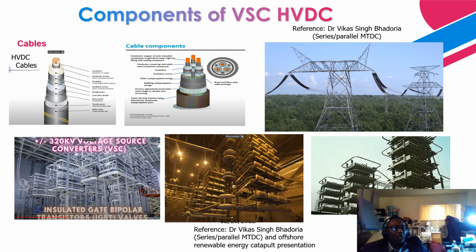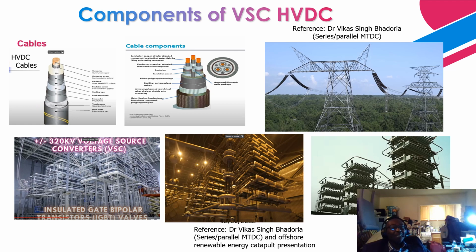Next is a converter, a valve. Usually, sometimes they utilize the word valve or a converter. So it's all the same thing. So this is a typical IGBT, right? For a plus or minus 320 kV voltage source converter. So the valve hall, this is what is located inside the valve hall.